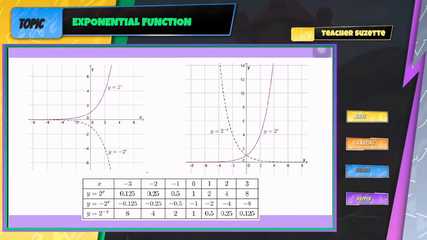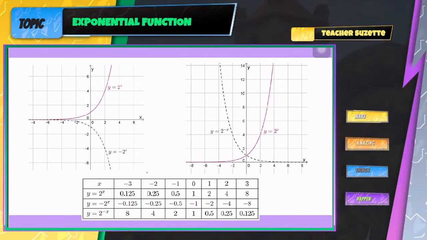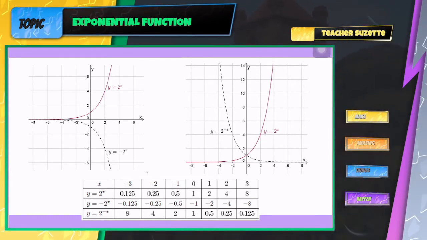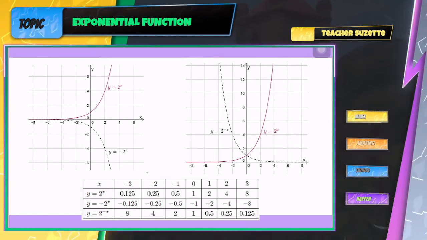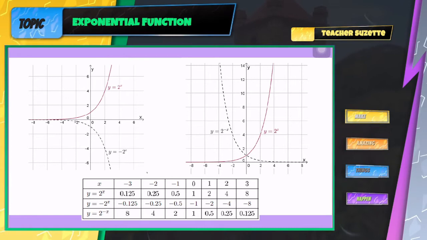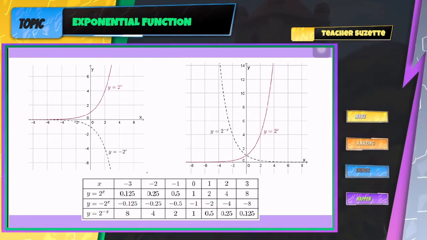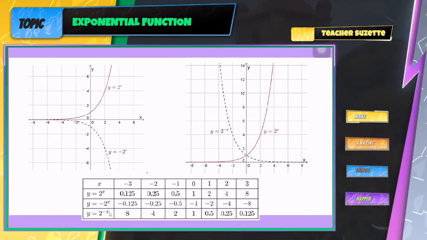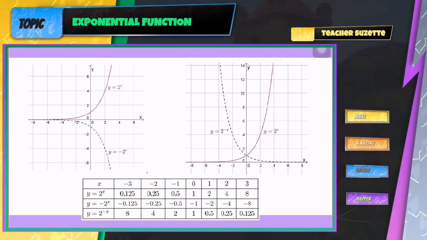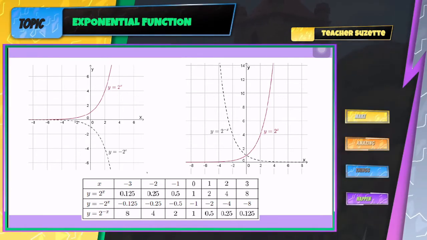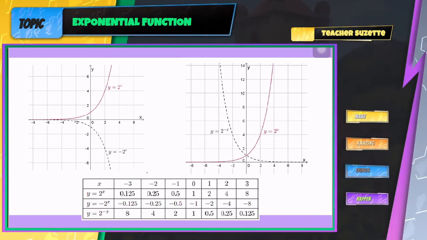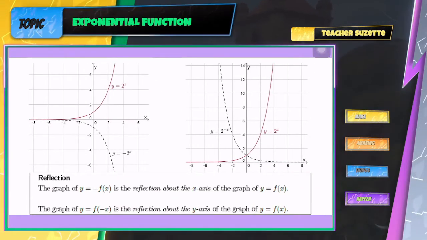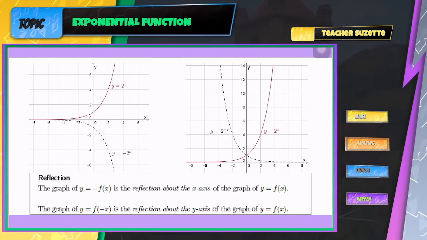Then, in our next figure, you can observe that the graph of y is equal to 2 raised to negative x is the reflection of the graph y is equal to 2 raised to x about the y-axis. Kaya po, kung i-check natin yung ating table, the values of our y is equal to negative 2 raised to x at x is the same as the value of our y is equal to 2 raised to x at negative x. So, as you can observe from our graph, the graphs are reflections. Our first transformation is what you call reflection.